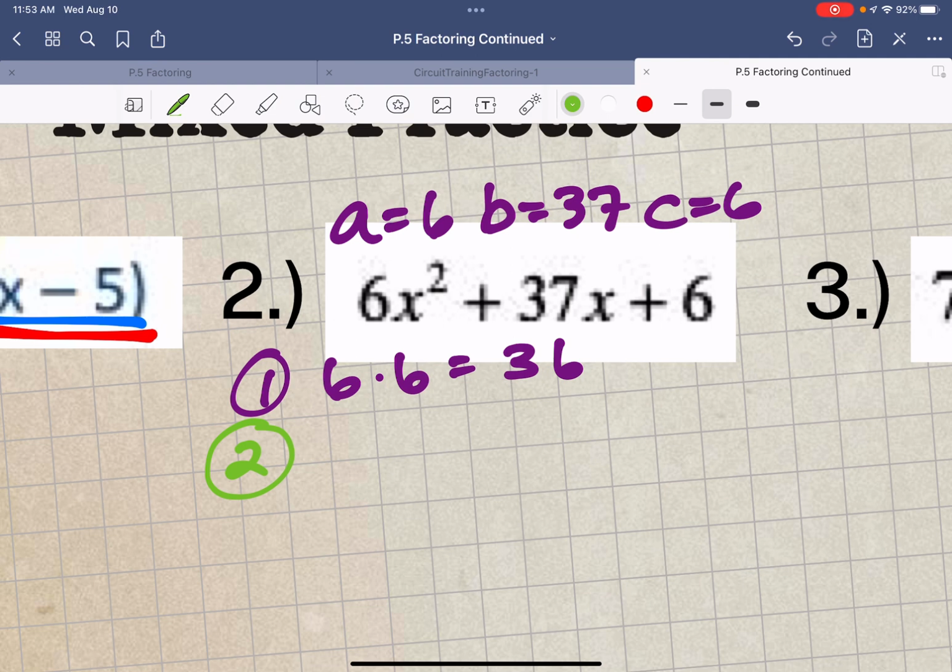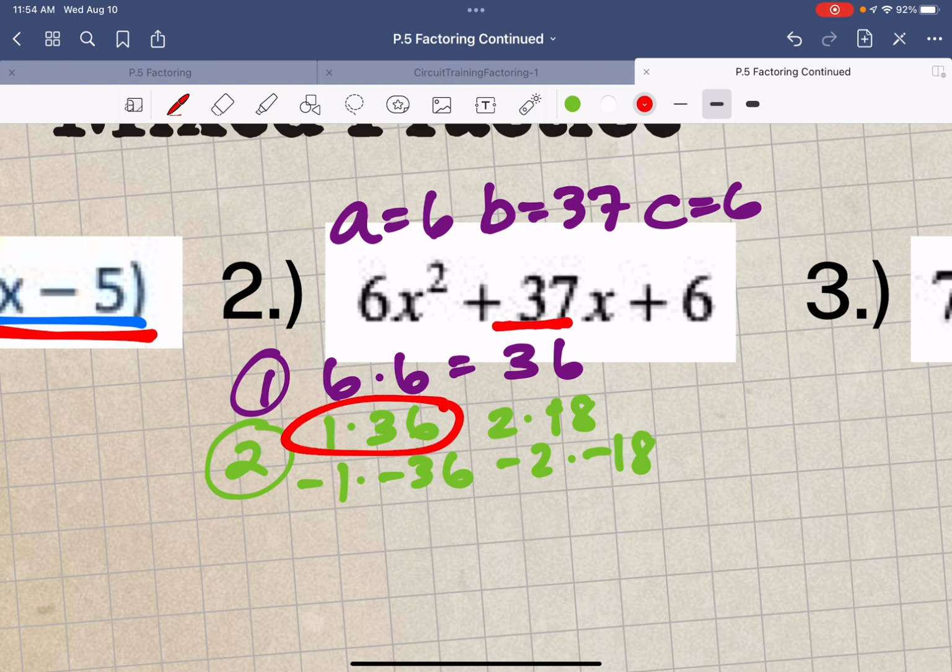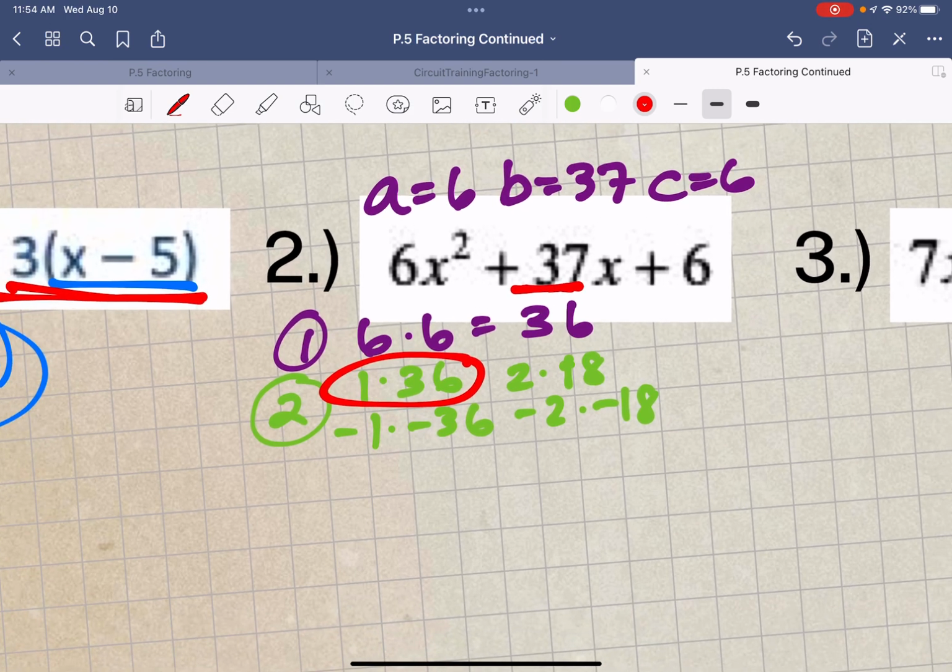I'm hoping you're starting to kind of see this, and maybe you don't have to list out factors every time. You can, though. If that helps, do it. But in this case, when I start listing them, I have 1 times 36, negative 1 times negative 36. I could keep going. I could do 2 times 18, negative 2 times negative 18. This one has quite a few. However, as I start doing that, I know they have to add to B or 37. And that was my first one I did. So I'm going to go ahead and stop and use that.